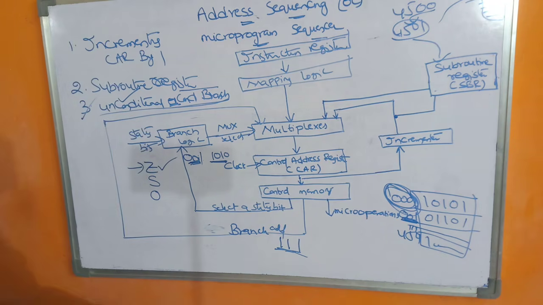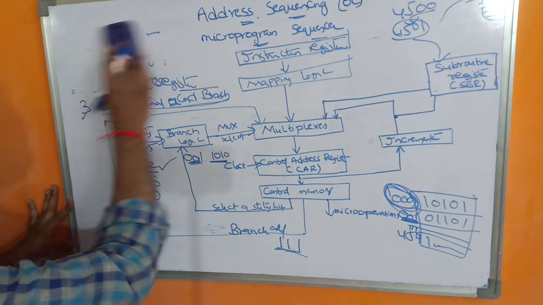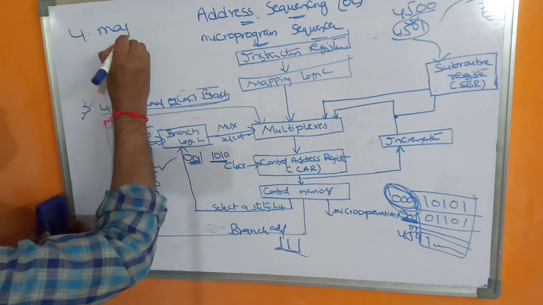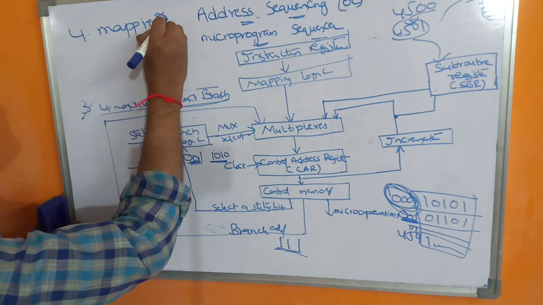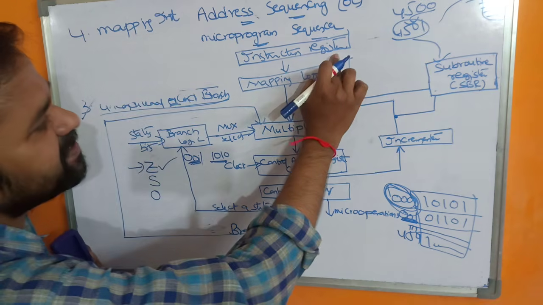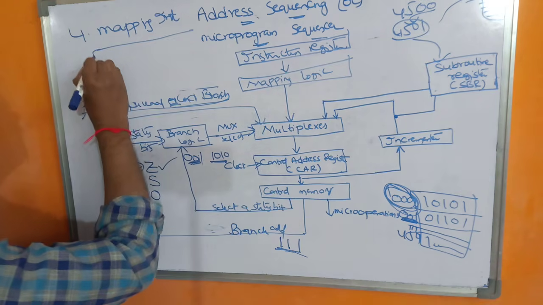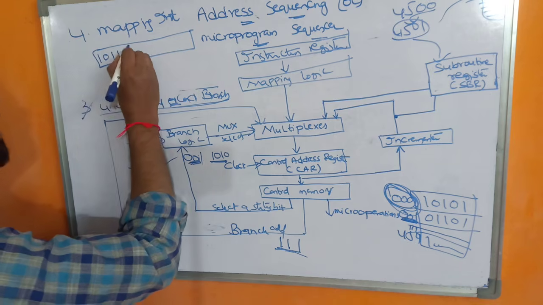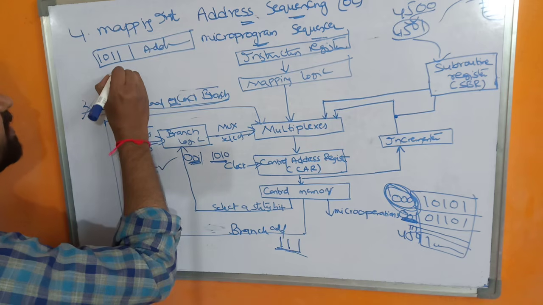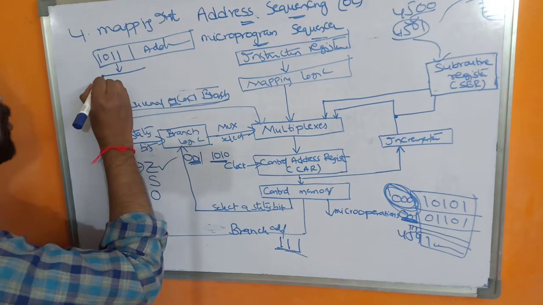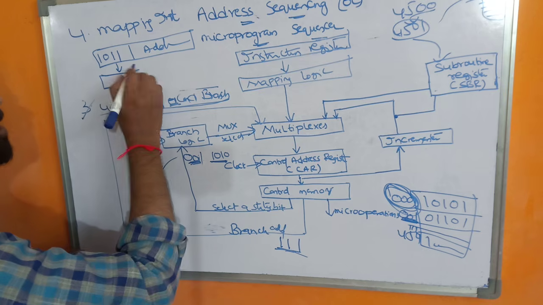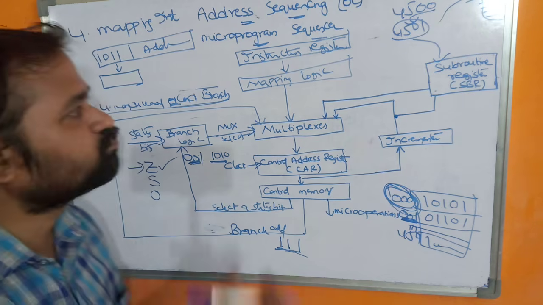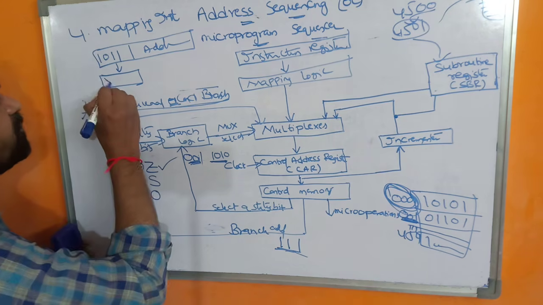Now let's see the fourth approach. Here the fourth approach is external mapping of the instruction. For that purpose we are using an instruction register. Let us assume that this is our instruction register. The first 4 bits are some 1011 and the rest is some address field. Here we will do some mapping on the opcode. This is nothing but the opcode, the operation which we are performing. So on those 4 bits we will do some mapping.